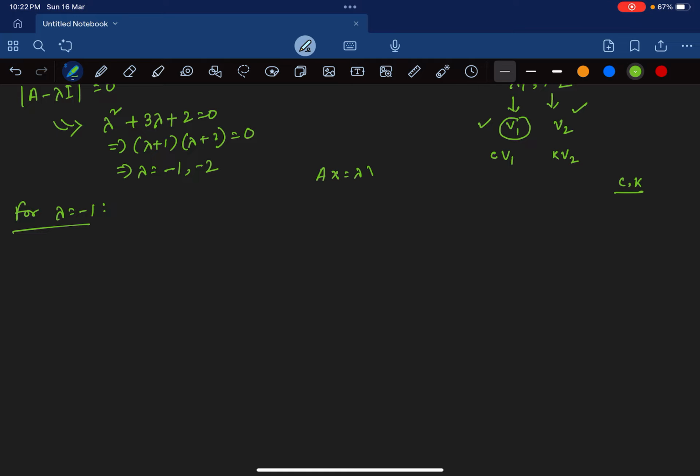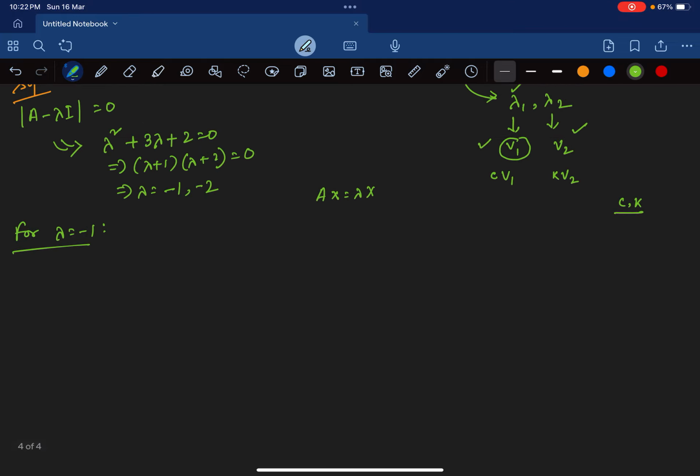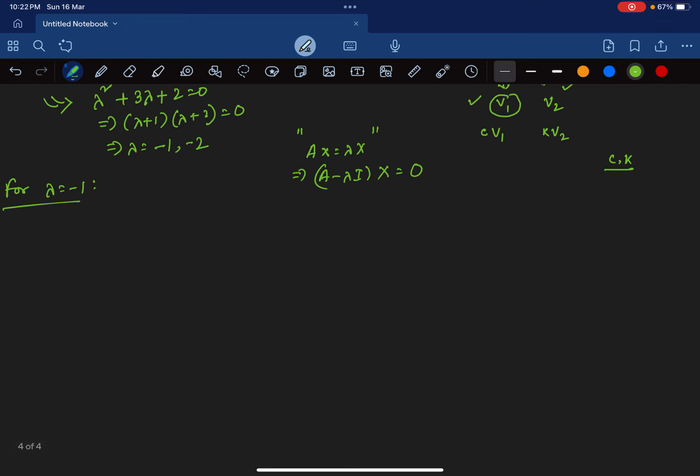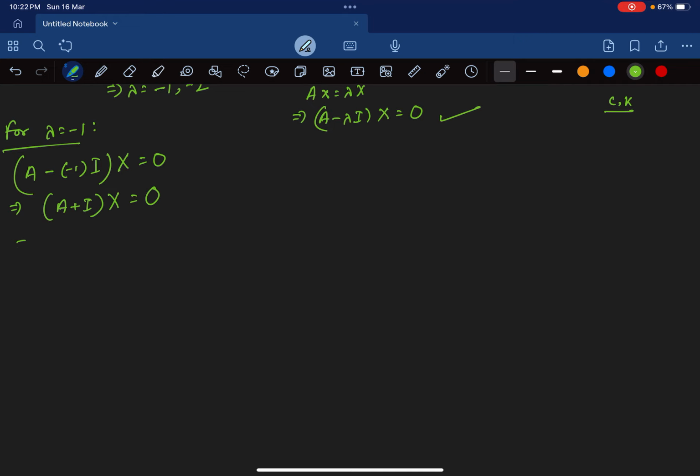See, our main equation was Ax = λx. This was the main equation, so we'll take help of this equation. From here we have (A − λI)x = null vector. So as per this equation, for λ = −1 you have (A + I)x = null vector.